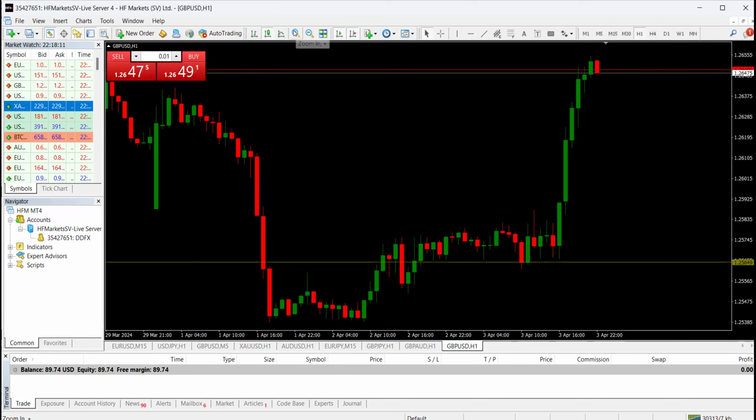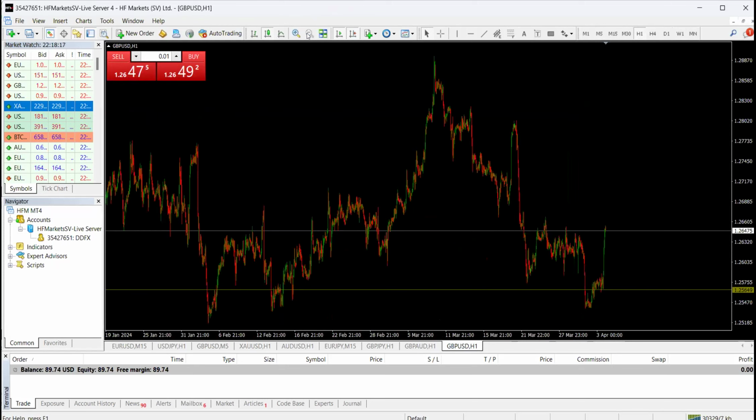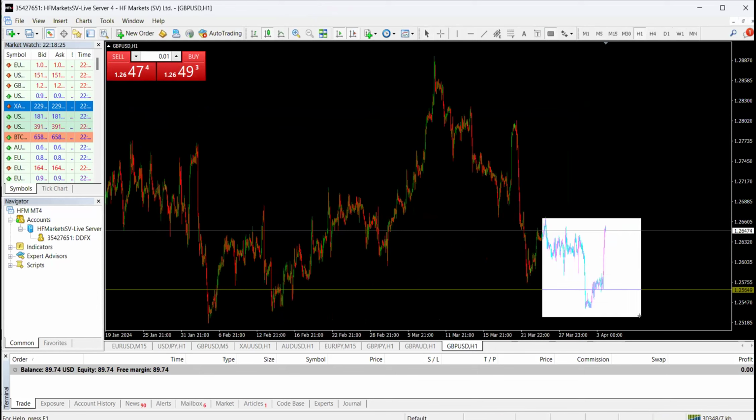Now we also have two buttons here, zoom in and zoom out. That helps you see the candles bigger or smaller anytime you want to do technical analysis. Now, let me shade an area for you to see something. Let me shade this area.